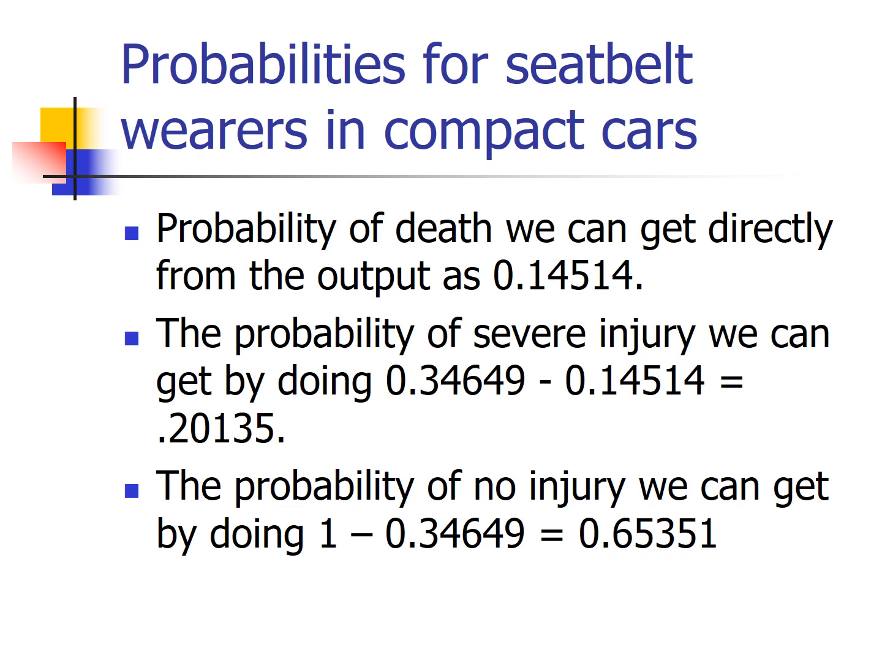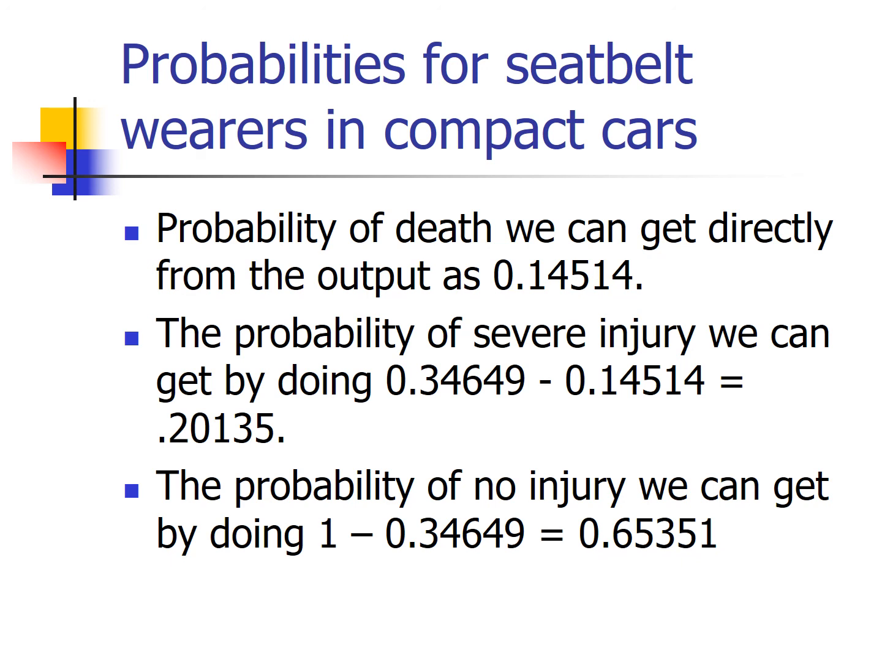What are the 3 outcomes? Death, severe injury, no injury. The probability of death we can get directly from the output. Probability of death, if you're wearing your seatbelt and driving a compact car, that's 0.14514. Now, if you look at seatbelt wearers, compact cars, in the situation where we have a severe injury, you'll see that SAS reports the value 0.34649. This is a cumulative probability. So that's the probability of a severe injury or death.